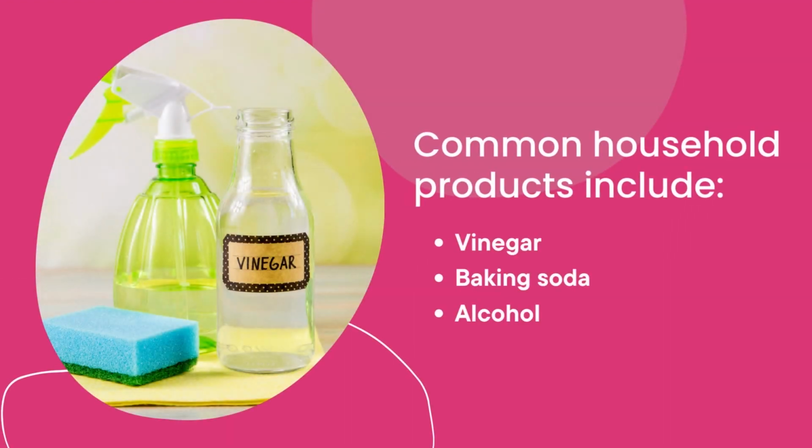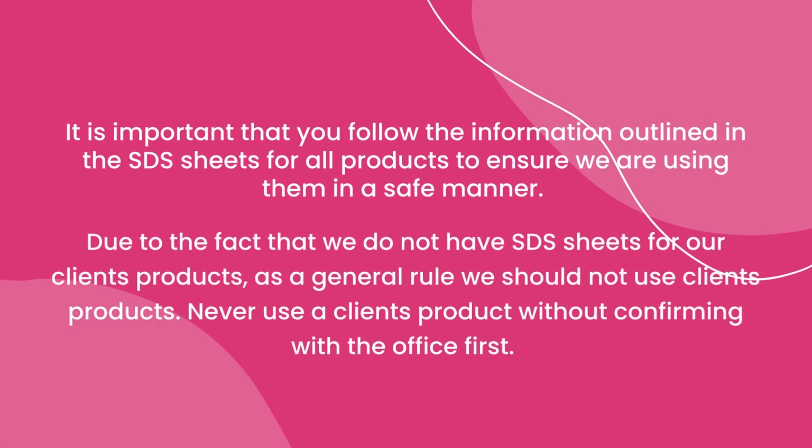Common household products our clients use include vinegar, baking soda, and alcohol. Combining different chemicals and products may produce new chemicals and/or gases, which can be dangerous if the products aren't meant to be mixed. For example, ammonia and bleach are both common household products, but their combination can result in formation of a deadly gas. It is important that you follow the information outlined in the SDS sheets for all products to ensure we are using them in a safe manner.